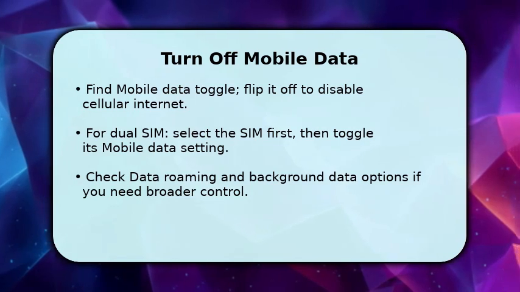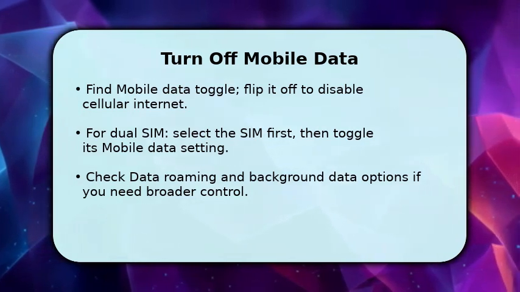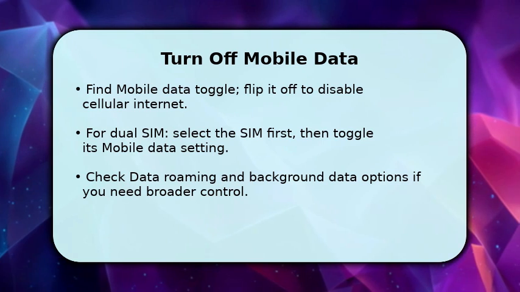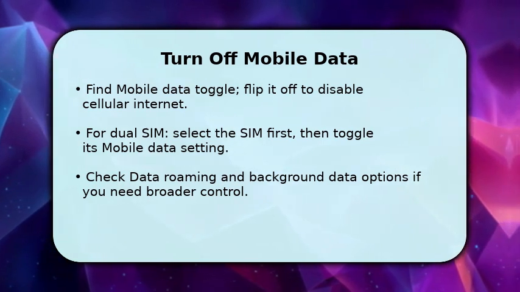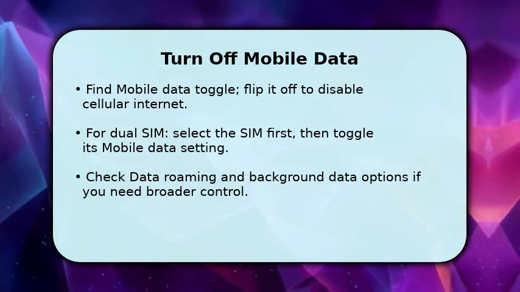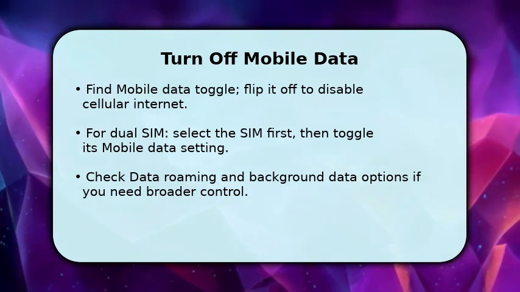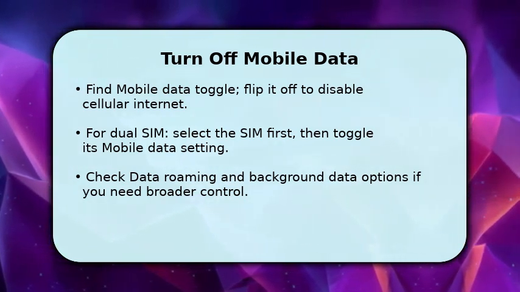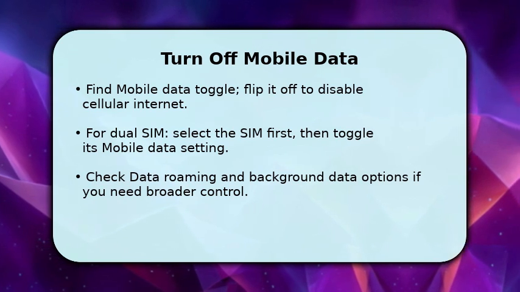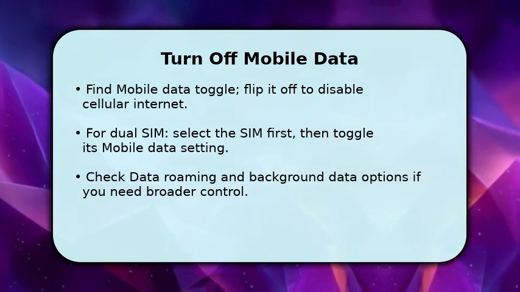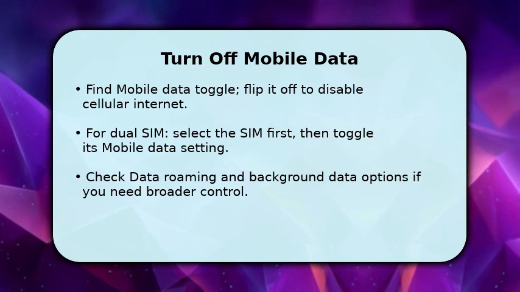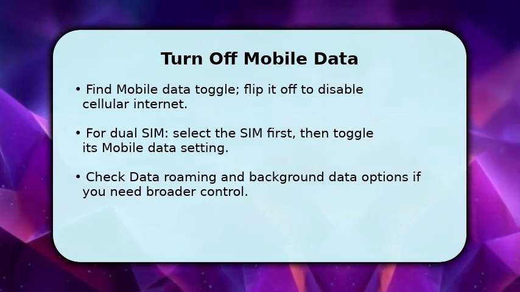Now turn off mobile data by tapping the clearly labeled toggle. This immediately stops cellular internet usage and prevents apps from using data. If you have two SIMs, choose the active SIM from the list and switch off its mobile data instead, because each SIM has its own control. Also check data roaming and background data settings and disable them if you want to avoid unwanted charges.